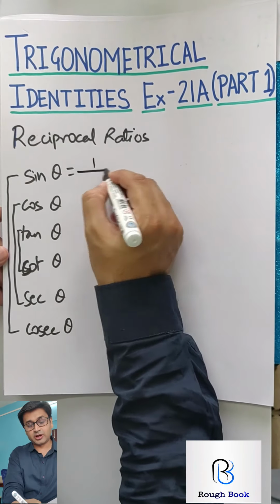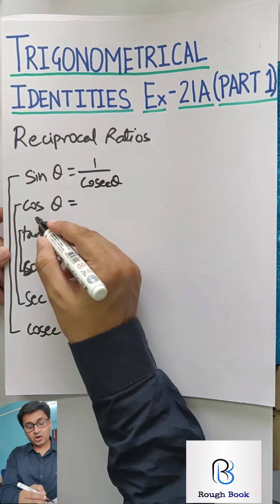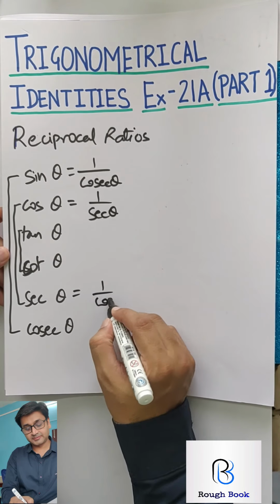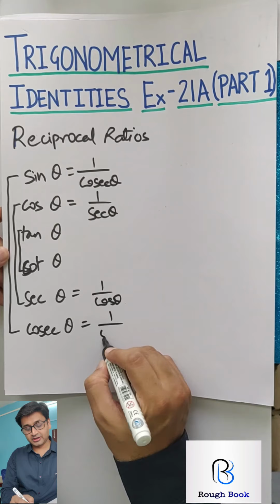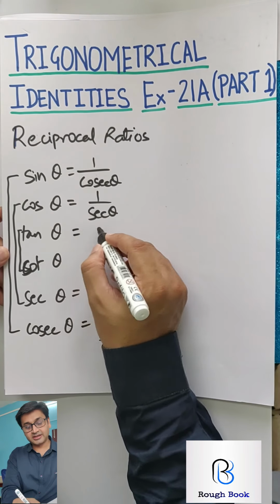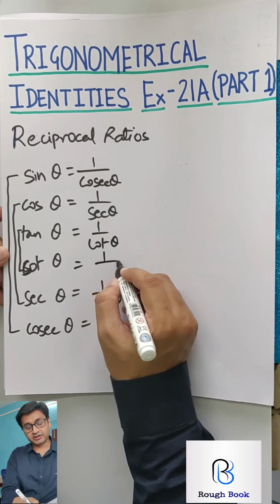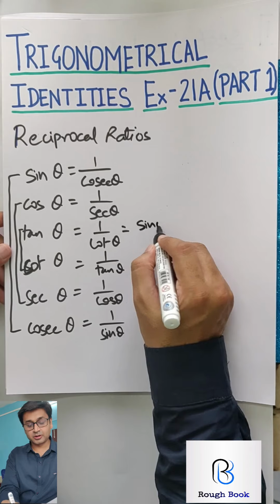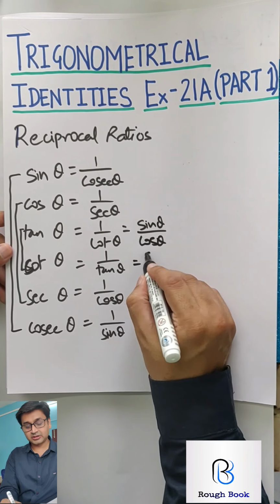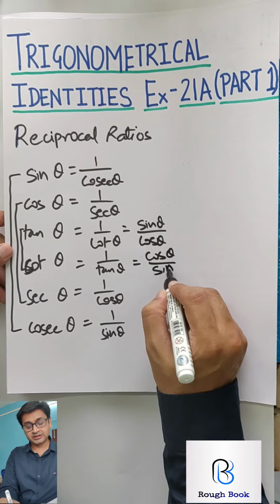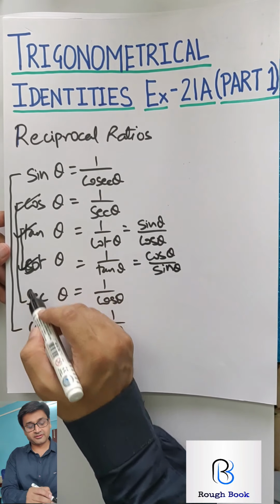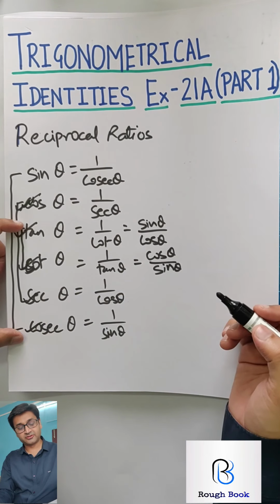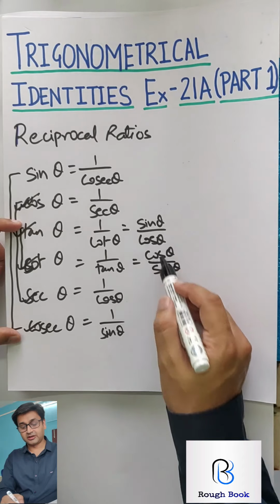So sine theta is equal to 1 upon cosec theta, cos theta is 1 upon sec theta. Likewise, sec is 1 upon cos, and cosec is 1 upon sine. Tan is 1 upon cot, and cot is 1 upon tan. This can be further written tan as sine upon cos and cot as cos upon sine. So in other words, if you look at these four, tan, cot, sec, cosec, they all can be converted into sine and cos.